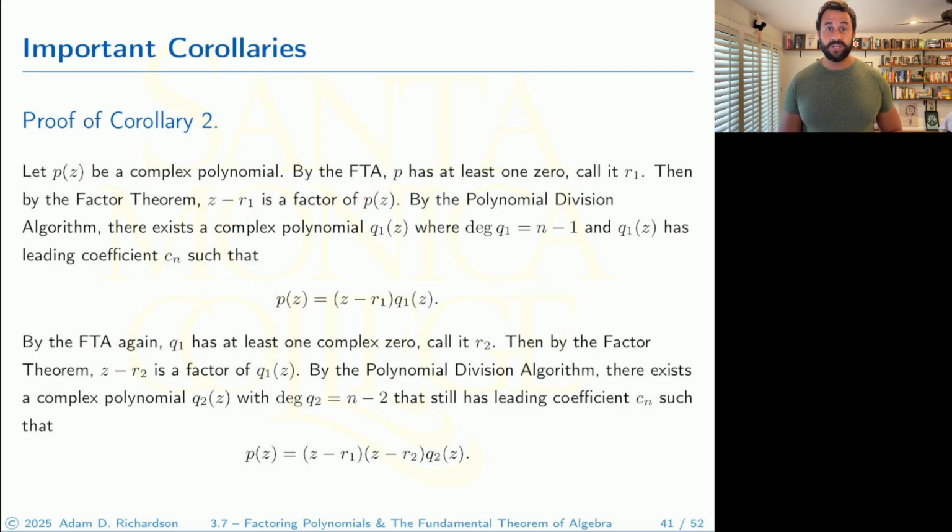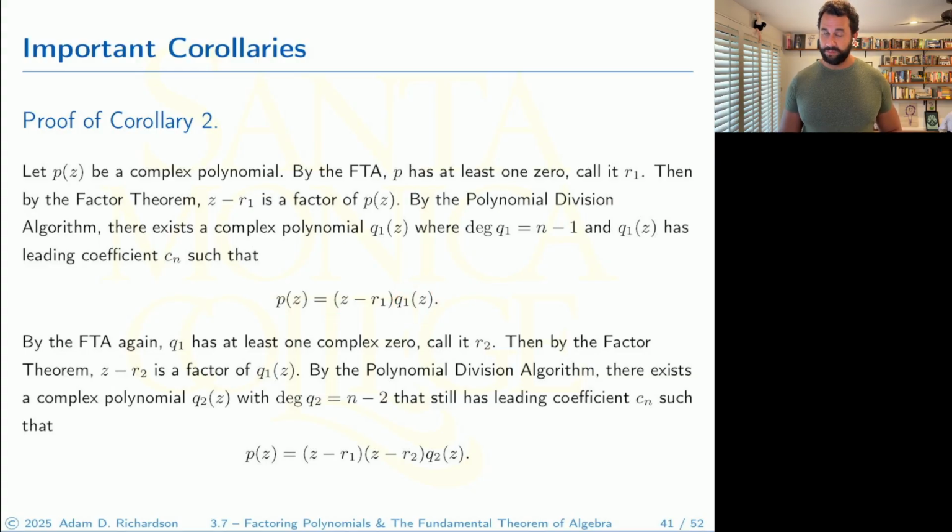By the polynomial division algorithm, there exists a quotient polynomial Q1, where the degree of Q1 is one less, and Q1 of z has a leading coefficient C sub n, such that we can write P of z as that linear factor times that quotient. This is what we kind of saw earlier in this section, right? We found a zero, we factored it out, and then we can write it as this factor times a depressed polynomial, right?